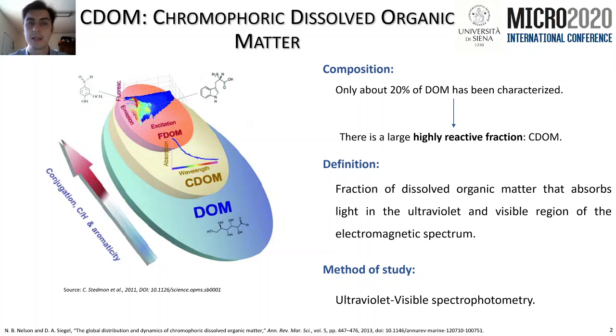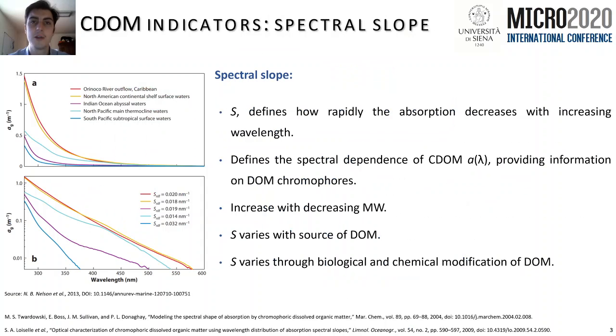It's possible to study CDOM with an ultraviolet visible spectrophotometer, and it can also be used as a proxy for studying microbial activities related to organic matter alteration. Two useful parameters to explore modifications of organic matter are spectral slope and slope ratio. Spectral slope defines how rapidly the absorption decreases with increasing wavelength.